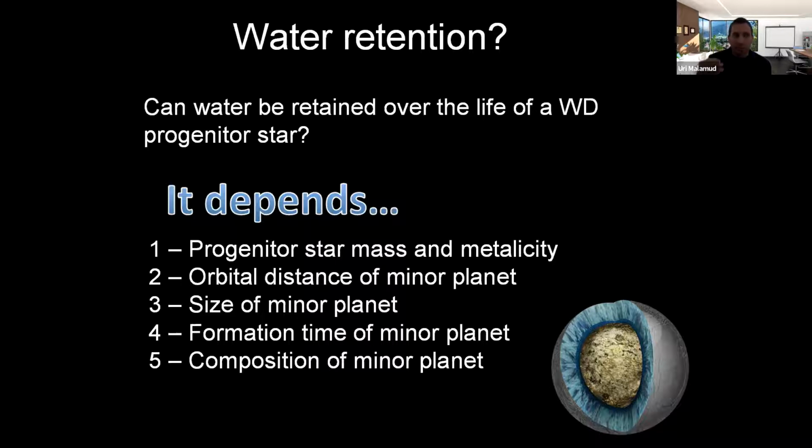And in order to say if water can actually be retained or not, the answer is that it really depends on a large number of parameters. For example, first of all, it depends on the star, of course. More massive stars are more luminous. On the other hand, they have a shorter lifespan. For example, our star lives for about 12 billion years before it becomes a white dwarf. But a 2 solar mass star lives for 1 billion years, and a 6 solar mass star lives for a few tens of millions of years. So more luminosity, but a shorter lifespan.